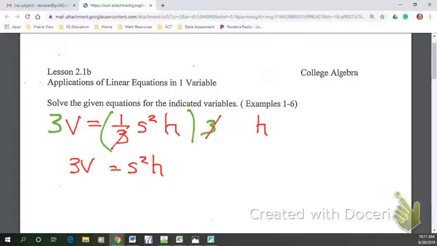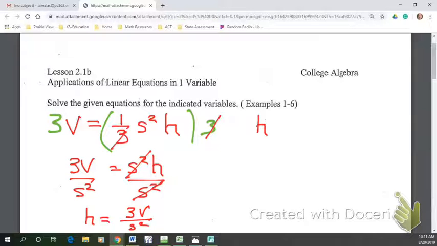Divide by S squared, right? The H is times the S squared. It's the H that you want to get by itself. So I'm going to divide by an S squared. If I divide by S squared, this cancels with this, and I'm left with H equals 3V over S squared. Is everybody good with that?